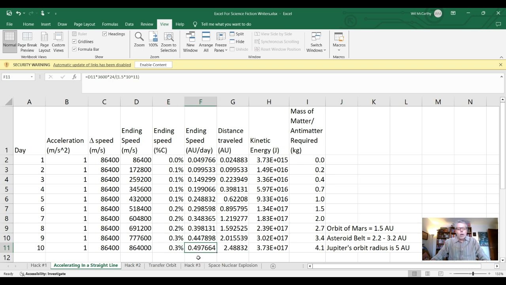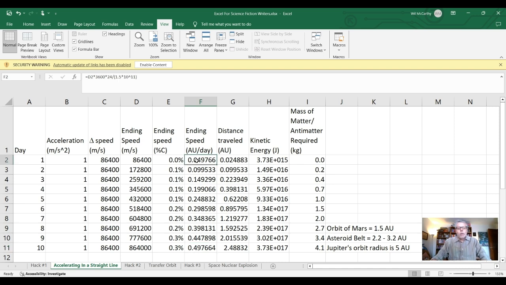Now we can also measure that speed in astronomical units. An astronomical unit is simply the distance between the sun and the Earth. It's also about 8 light minutes. When light is emitted by the sun, it takes about 8 minutes to travel from the sun to the Earth. So the radius of Earth's orbit is 1 AU. The diameter of Earth's orbit is 2 AU.